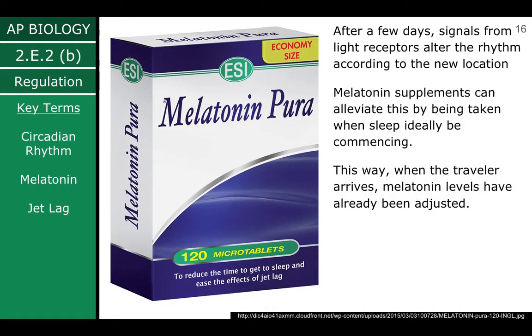After a few days, signals from the light receptors alter the rhythm according to the new location. Melatonin supplements can alleviate this by being taken when sleep ideally would be commencing. This way, when the traveler arrives, melatonin levels have already been adjusted, so you can basically take melatonin to help alleviate that jet lag.